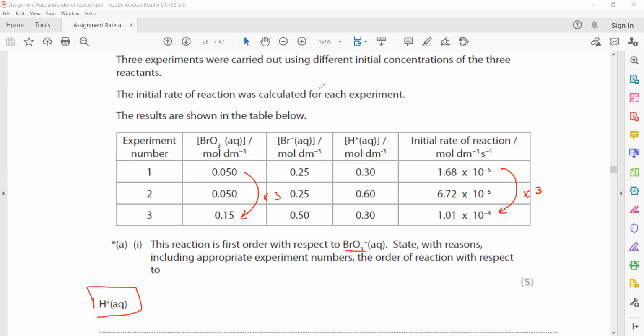So due to the change in value, it should be 5.04 into 10 to the power minus 3. Is it clear till now? Yes, sir. I think it's 10 to the power minus 5. Minus 5, not minus 3. Minus 5.